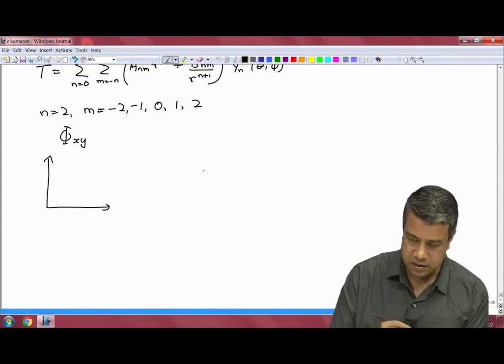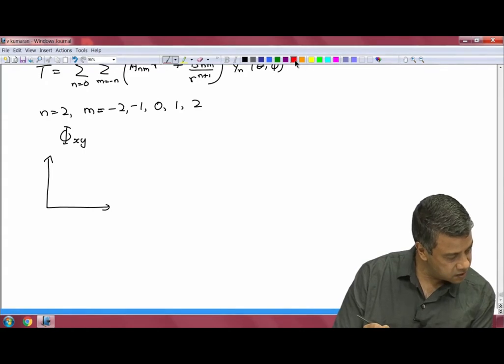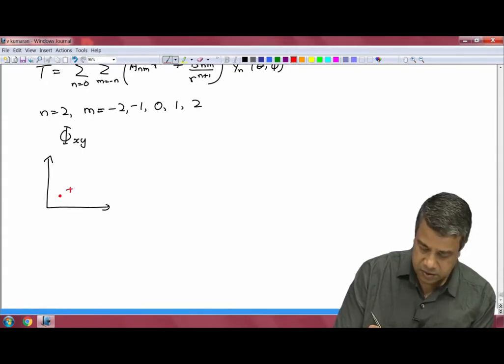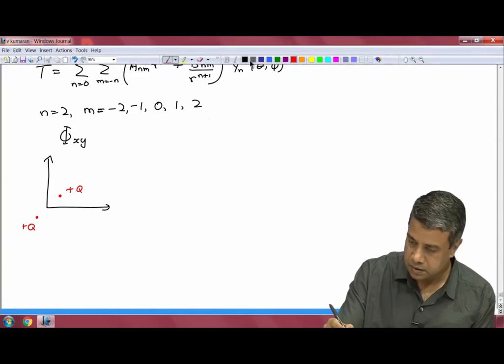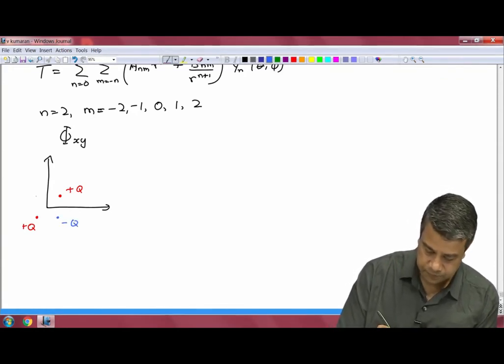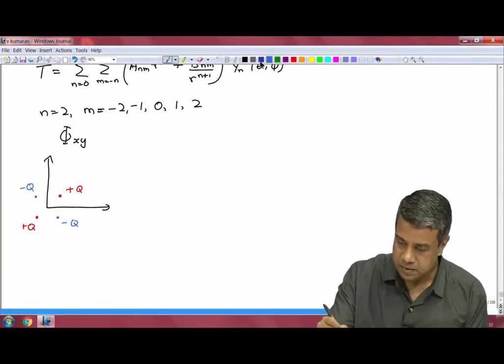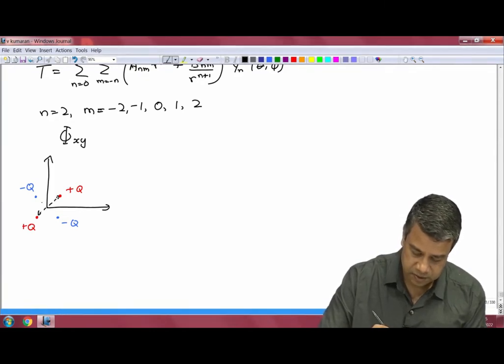Phi x y is 2 sources and 2 sinks: plus q, minus q, plus q, minus q. The source and sink are separated by a distance L.